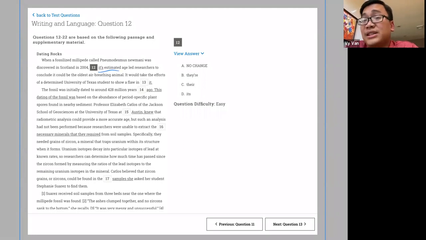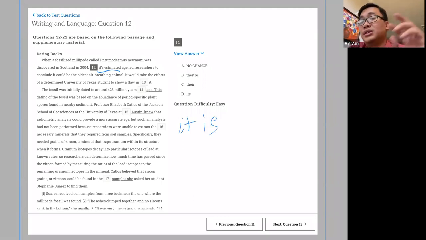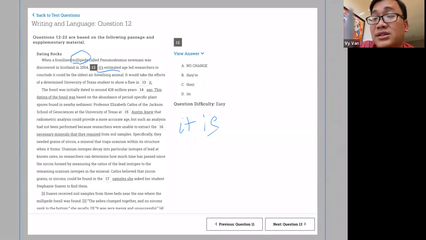So that's a noun itself, so you cannot put "it's" there because that doesn't make sense. You cannot put "it is estimated age." You want to say the age, the estimated age of something. So this is possessive, the "whose" estimated age. We want to know if it's plural or singular. So when a fossilized, we want to talk about this, and this is singular. So you want to go for it. Okay, the answer is D.